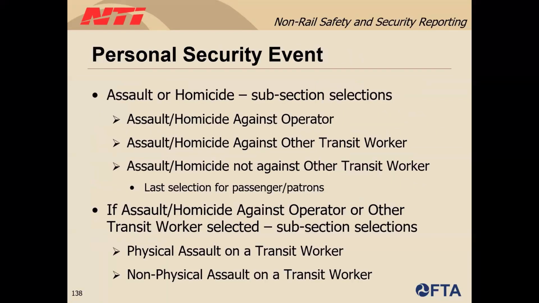If either assault or homicide is selected as the event type, then a subsection will appear for additional information on who was assaulted or killed. The first two selections are for operators and workers. The last section, assault/homicide not against other transit worker, would be used to report passengers or patrons. Another subsection will appear if assault/homicide against operator or assault/homicide against other transit worker is selected to collect if this act was either a physical or a non-physical assault.